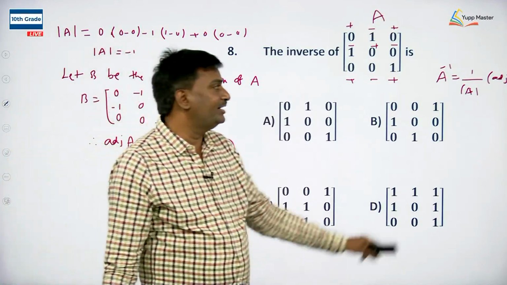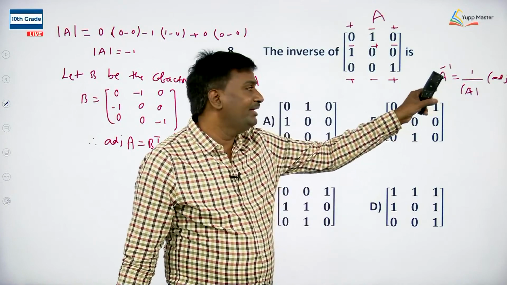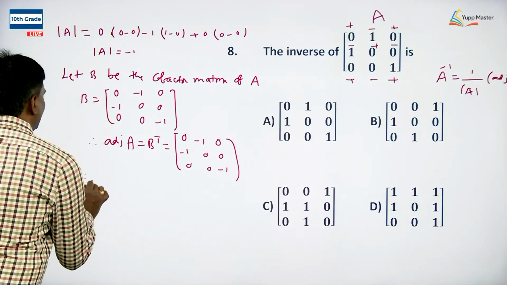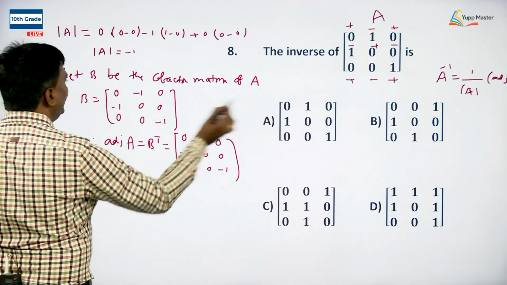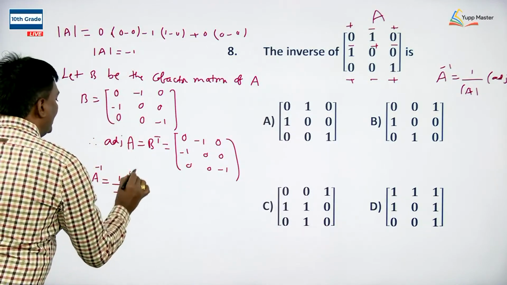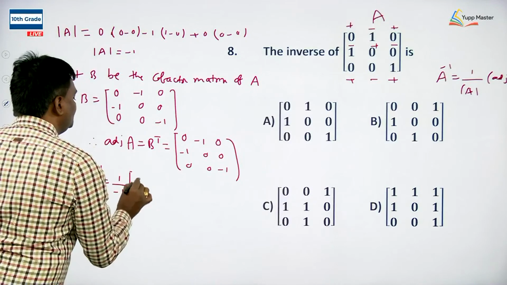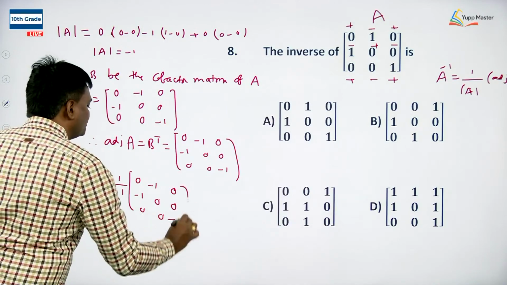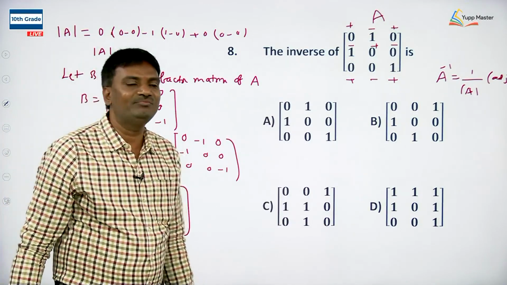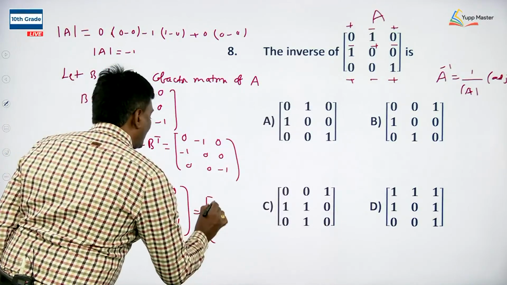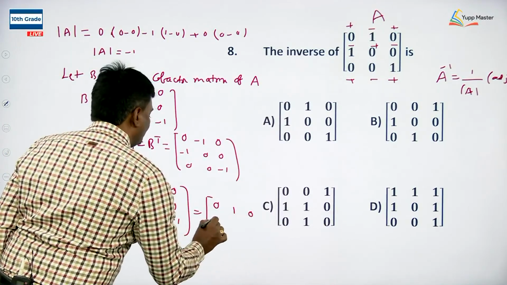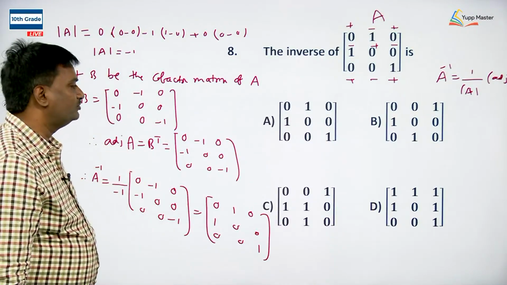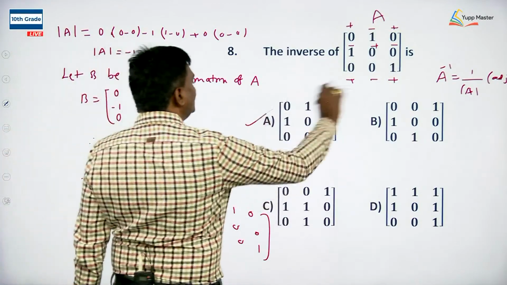Now we have det A and adjoint A. Now to find A inverse, let us use that formula, that is A inverse equal to 1 by det A into adjoint A. Therefore A inverse equal to 1 by det A, where det A is minus 1 into adjoint A. Adjoint A is nothing but 0 minus 1 0 minus 1 0 0 0 0 minus 1, where 1 by minus 1 is nothing but minus 1 only. So minus 1 into 0 0 minus 1, minus 1 0 0, 0 0 minus 1, which gives 0 1 0 1 0 0 0 0 1. Let us observe the options. We have 0 1 0 1 0 0 0 0 1, that is option A.